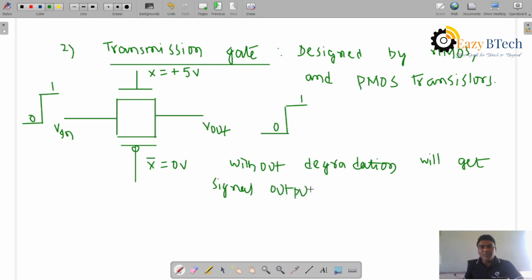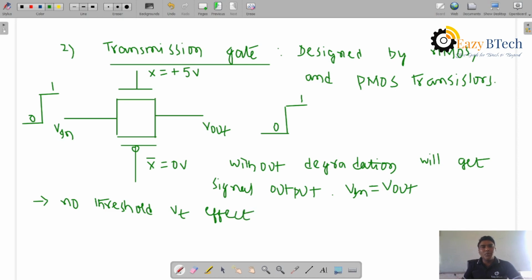We can say V in is equal to V out. So no threshold voltage effect. We can say no threshold voltage effect in the transmission gate. No VT effect.